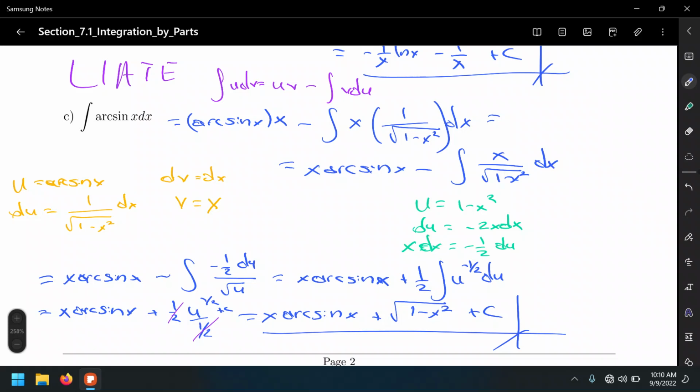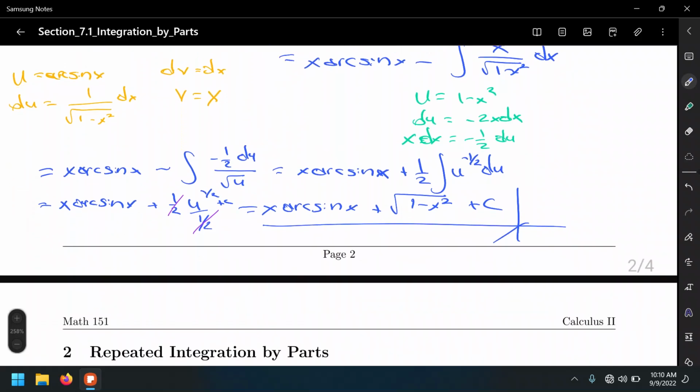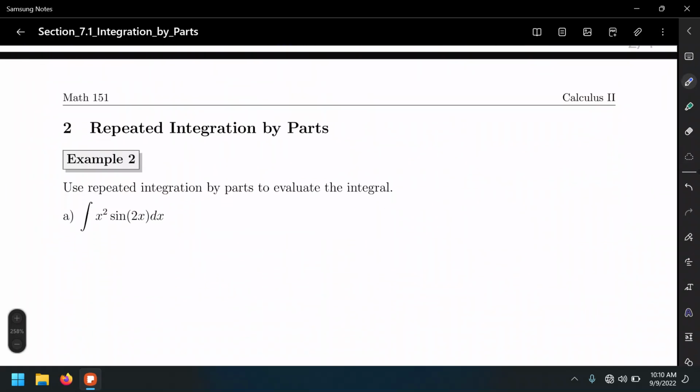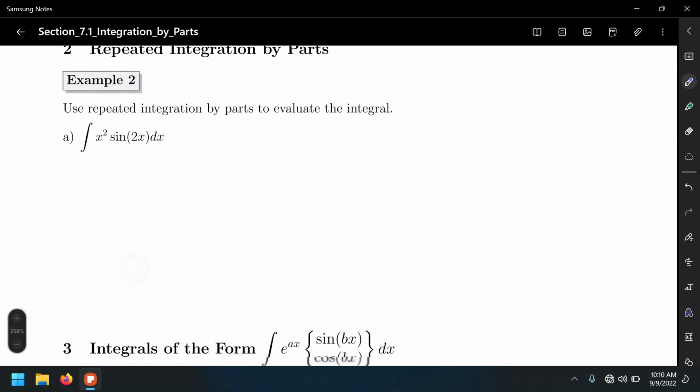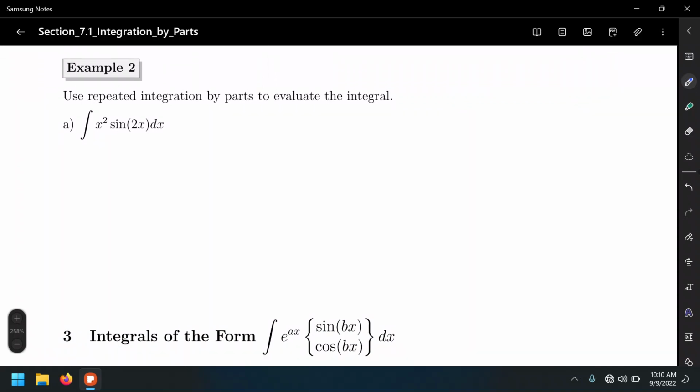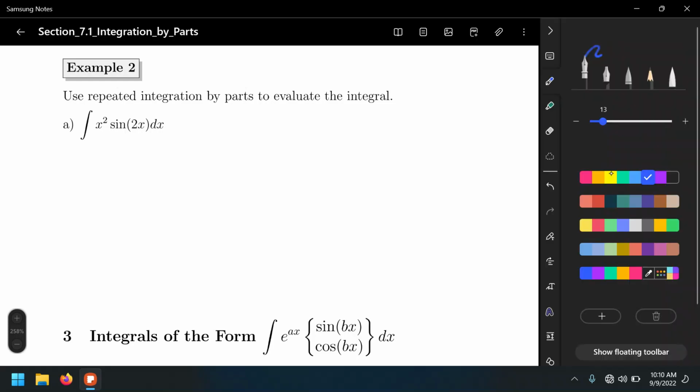All right, let's move on to the next example. In some cases, we are required to do the integration by parts more than once. And you'll see the pattern when we get to this. Number one, we have this integral. Again, let's go with LIATE, and let me write down the formula.